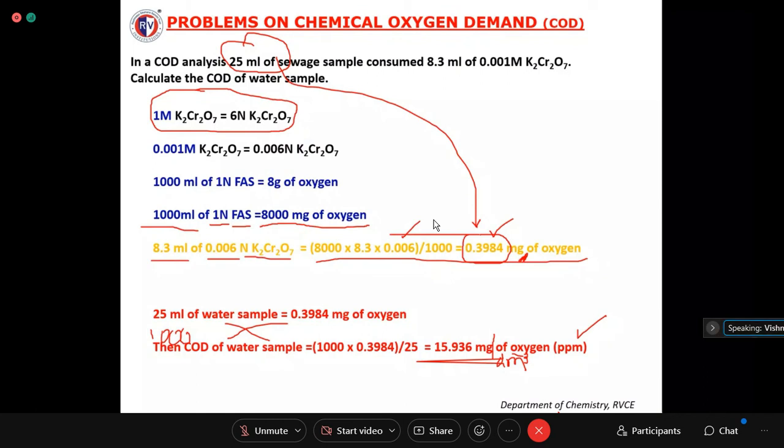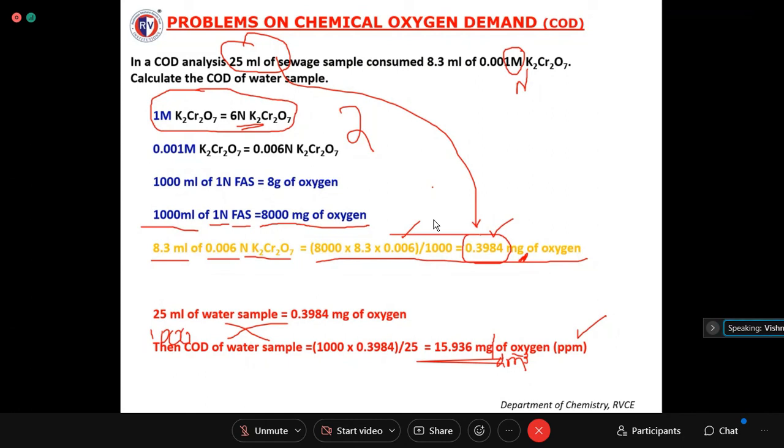The only assumption you should make here is molarity to normality. Or just to confuse you in the examination, we may give you this itself as normal, then no need to do this. But if you give molar, then you have to convert it to 6 normal. Okay? That was a simple problem on K2Cr2O7.